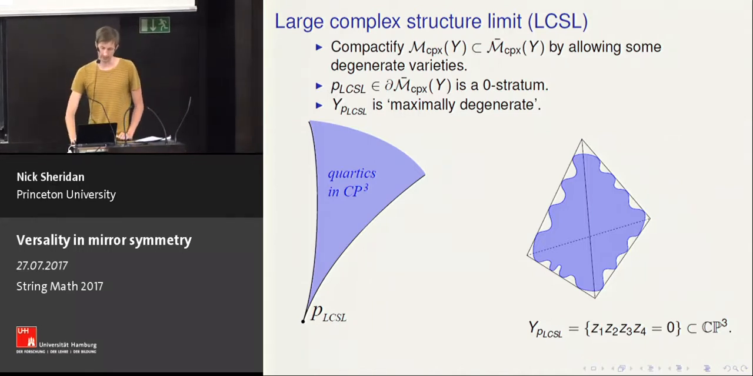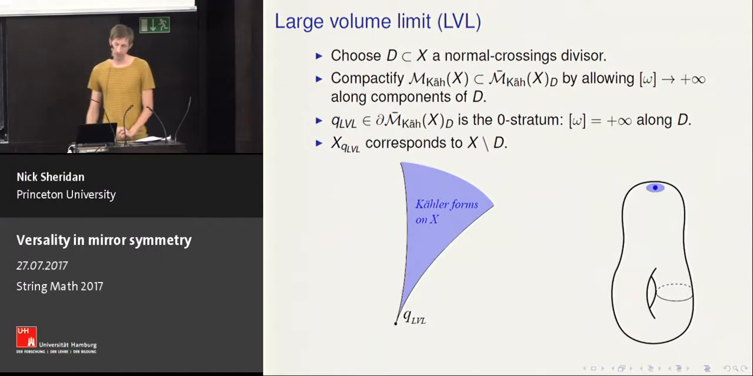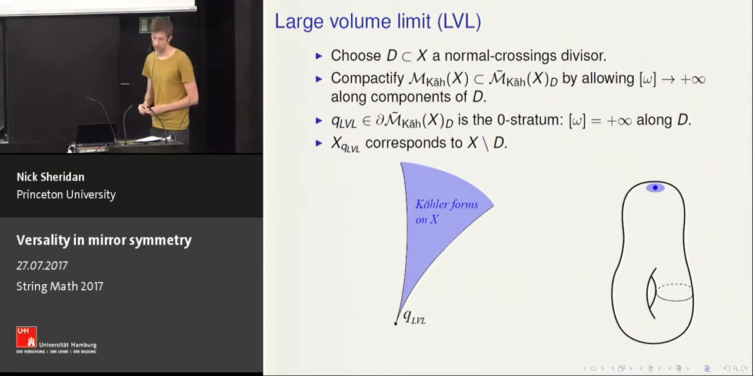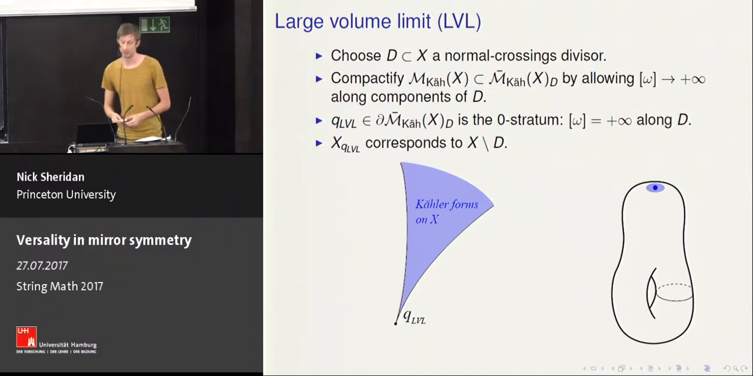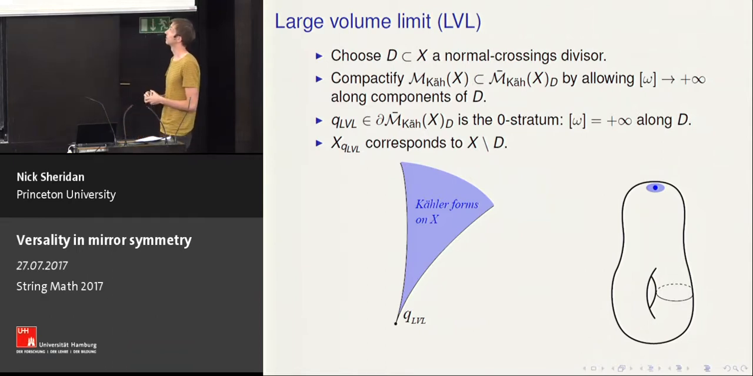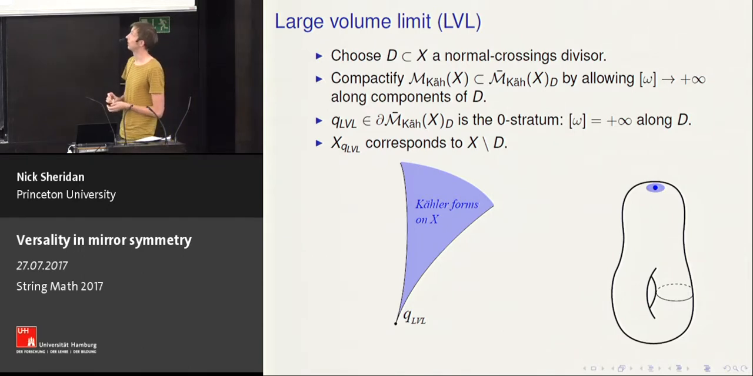So that's an example of one of these guys. We also have, on the symplectic side, we can similarly compactify our moduli space. And the way we do that is we choose a divisor D, and then we compactify the Kähler moduli space by allowing our Kähler form to become infinite along components of D. And the large volume limit is the zero stratum, the deepest kind of point in this compactification. And that's where this Kähler form has become infinite along all of D.